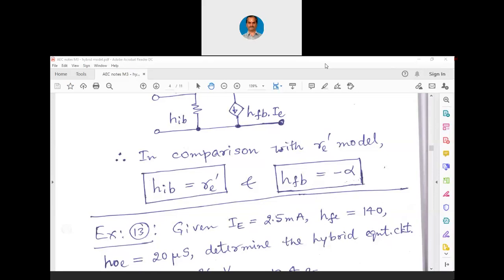Okay, Sayan has given the answer 50 kilo ohms for output resistance. Yeah, that is correct. That is 1 over HOE. 1 over 20 microsiemens will be 50 kilo ohms. That is fine. What about HIE?